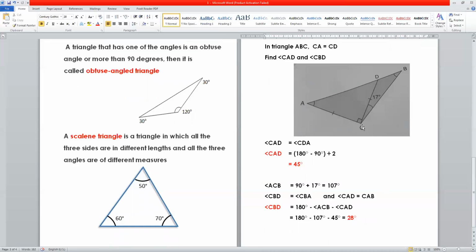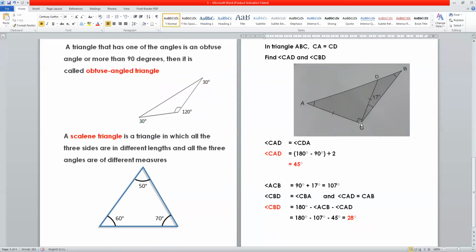Angle ACB, in here because we are going to find angle CBD. So angle ACB is actually 90 degrees plus 17 degrees. So 90 plus 17 is 107 degrees. Now, like we can see in here, angle CBD is actually the same as angle CBA because it's a straight line. And then angle CAD is actually the same as angle CAB.